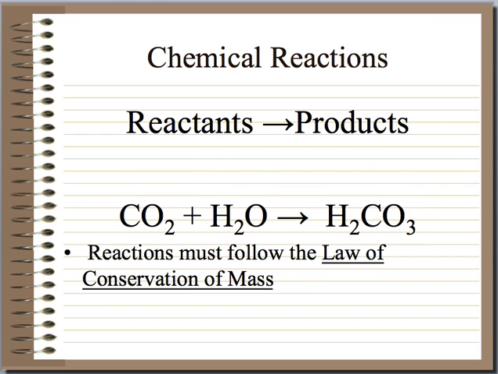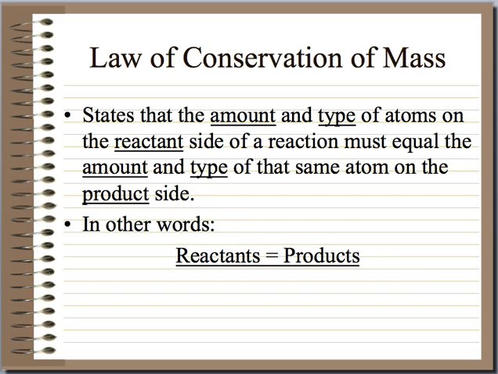So how do we balance reactions and why? So the law of conservation of mass, we've learned that matter is neither created or destroyed. What it really does is it states that the amount and type of atoms on the reactant side of a reaction must equal the amount and type of the same atom on the product side. So in other words, the reactants need to equal the products. You must have the same types of atoms, meaning the same elements on both sides, and each element must be represented the same amount of times.